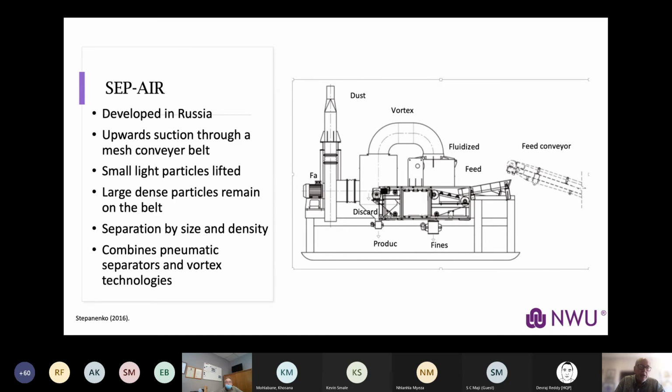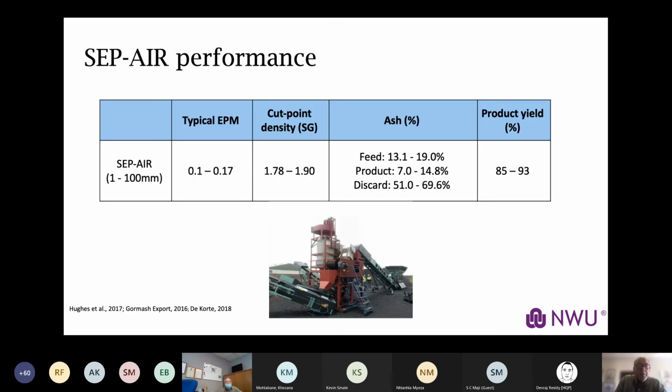So in this case, the Russians have combined the pneumatic separators and the vortex technology, which I said is the IP behind this one. There's some interesting or very nice data here that EPMs look fairly reasonable. They quote a 1 to 100 millimeters, but I think that's not in one go. What they would normally have is 3 or 4 of these in parallel, each separating a certain fraction of the size. And again, we're talking about dry screening then ahead of that.